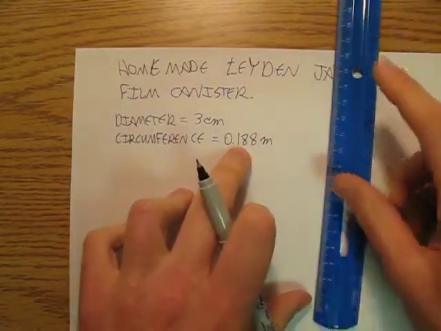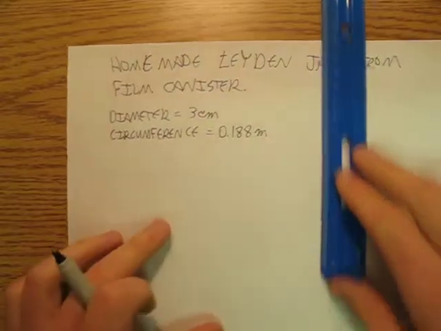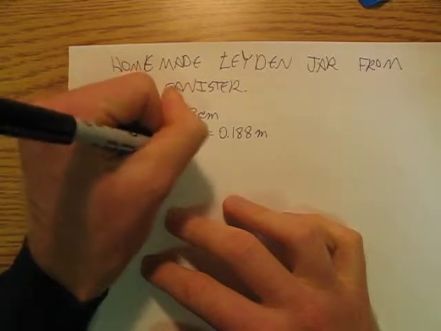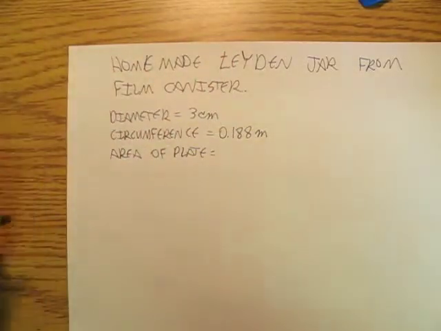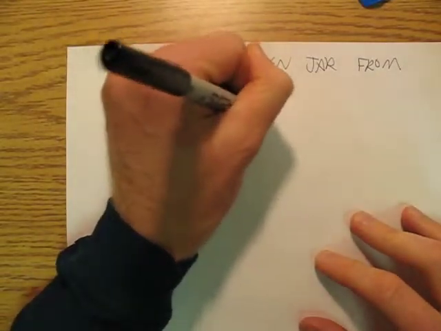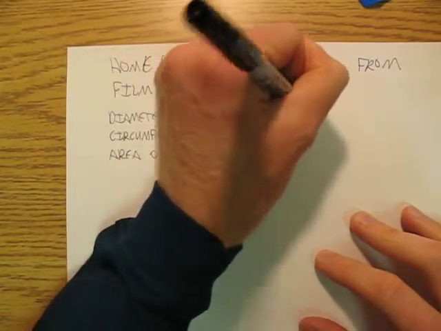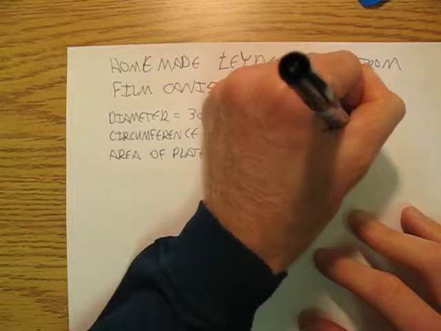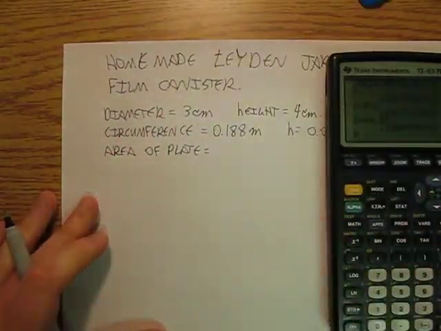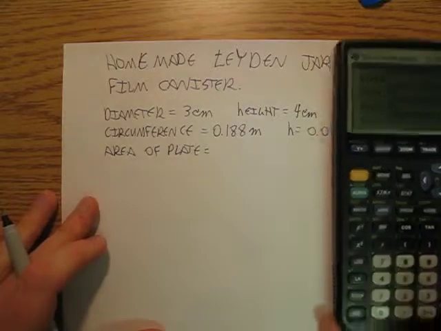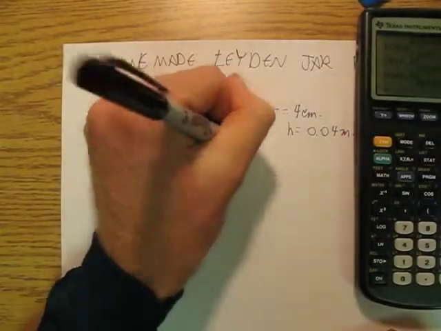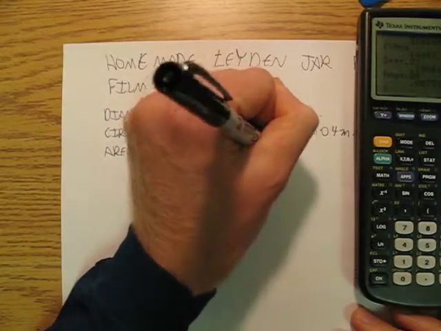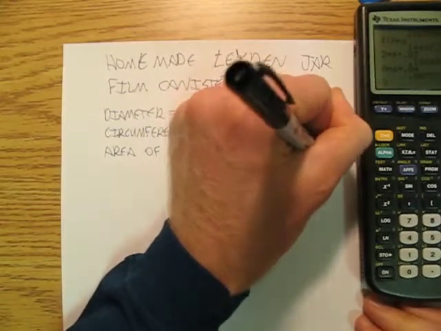And so then he made a strip, and let's say the strip has a length of 0.188 meters and is 4 centimeters high. So the area of the plate, height 4 centimeters, is somewhere in the neighborhood of, let's call it, 7.5 times 10 to the negative third meters squared.